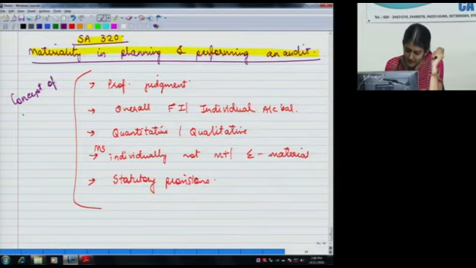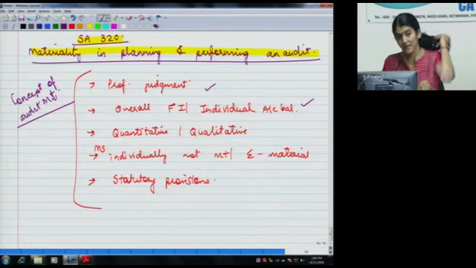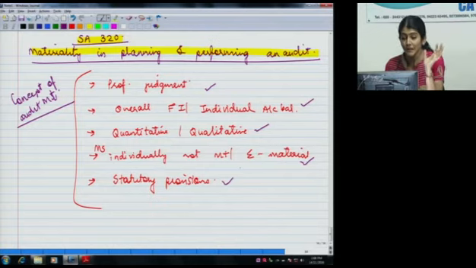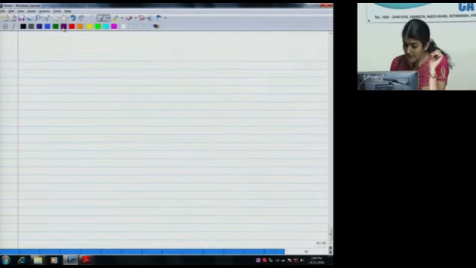So this is first the initial discussion regarding the concept of audit materiality. It's a matter of professional judgment. Materiality can be set for overall financial information as well as individual account balances, quantitative as well as qualitative. Individually, some items may not be material, but in the aggregate, they may be material. And sometimes even these statutory provisions contain an element of materiality. You understand?